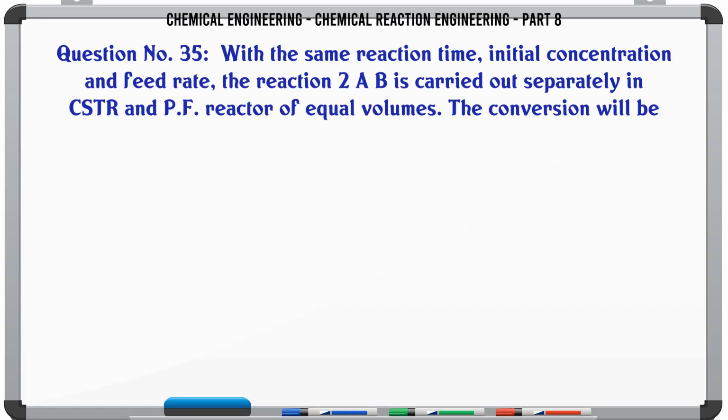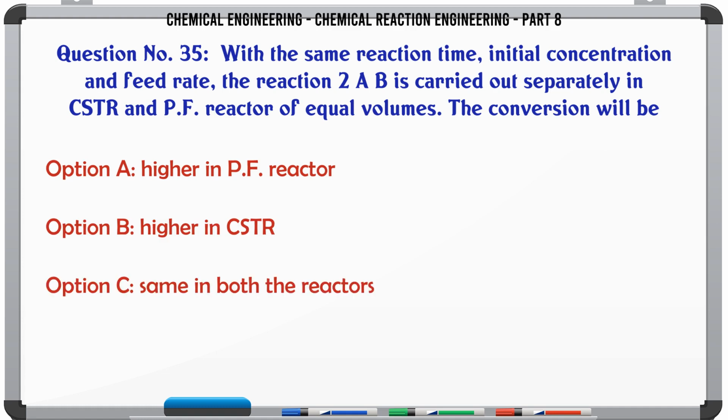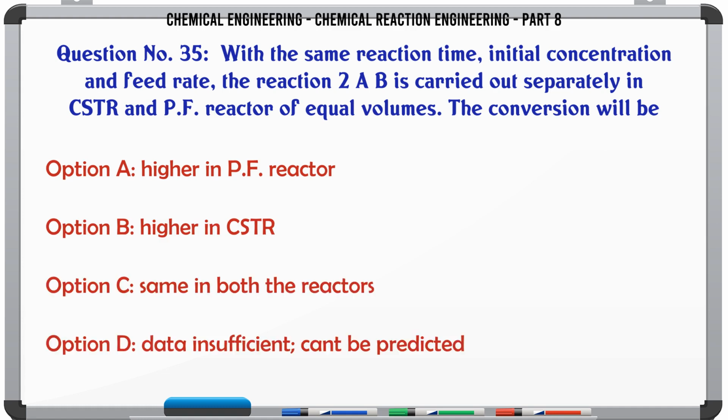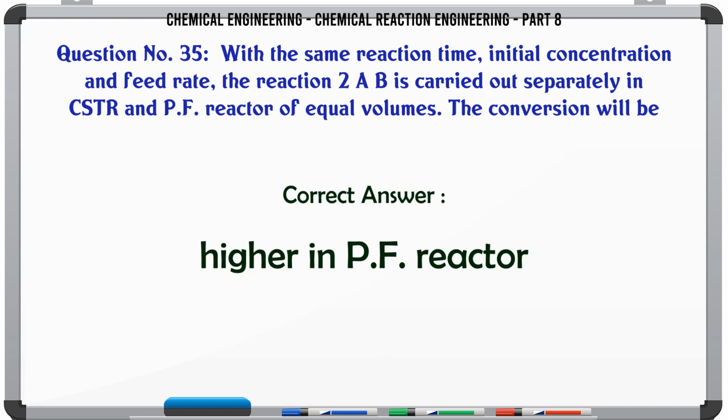With the same reaction time, initial concentration and feed rate, the reaction 2A → B is carried out separately in a CSTR and a PF reactor of equal volumes. The conversion will be: A. higher in PF reactor. B. higher in CSTR. C. same in both the reactors. D. data insufficient, can't be predicted. The correct answer is higher in PF reactor.